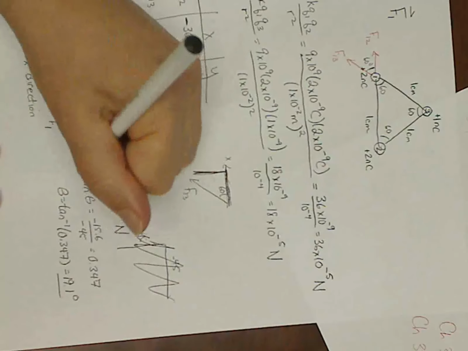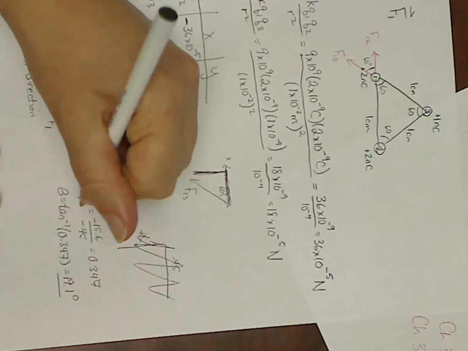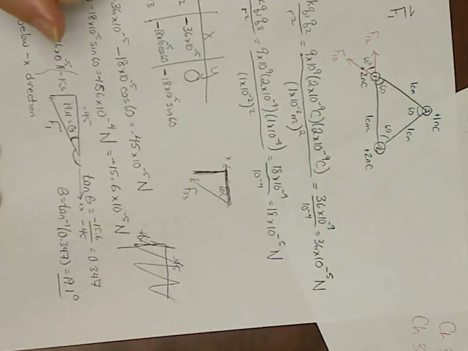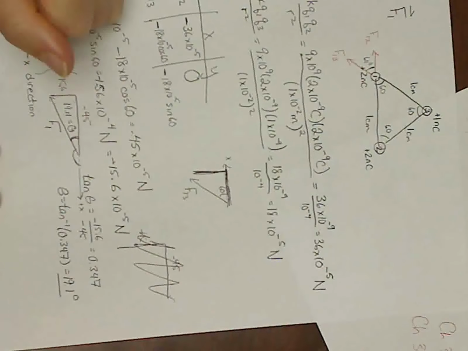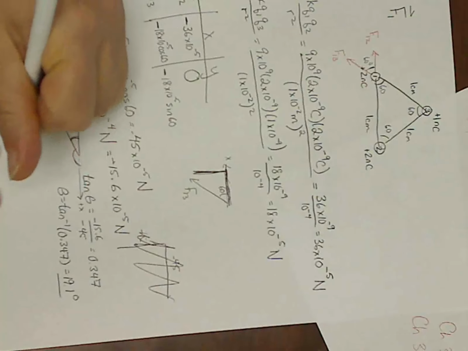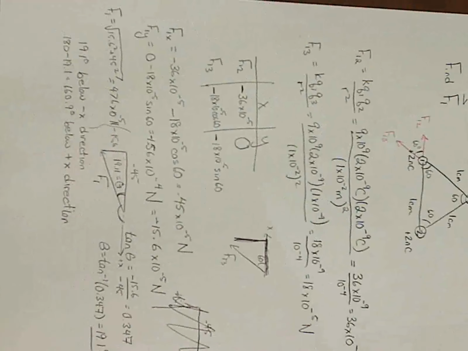Or if I wanted to refer to it with respect to the plus x direction, I'd have to find this angle here. So it would be 180 minus 19.1, so that would be 160.9 degrees below the plus x direction. Okay, so again, when you're doing a problem and they ask you for what the angle is with respect to a certain direction, you need to figure it out by drawing a picture. So always draw a picture of your final x and y components so you know when you get the angle from your calculator where it's actually referring to.